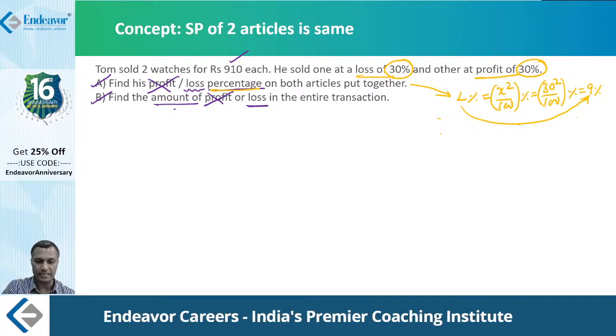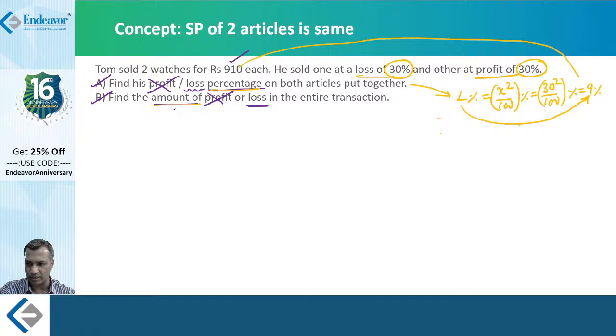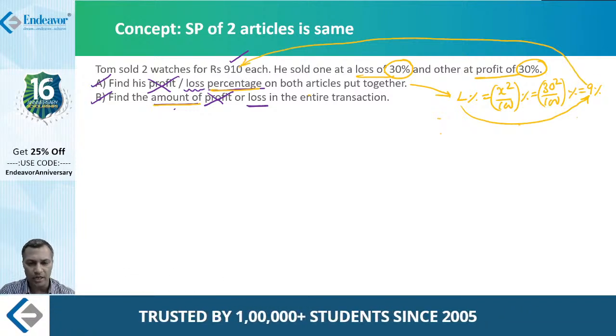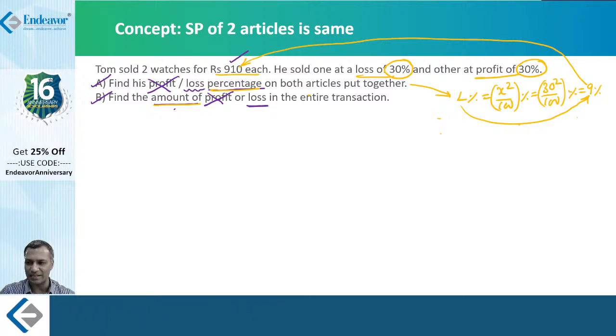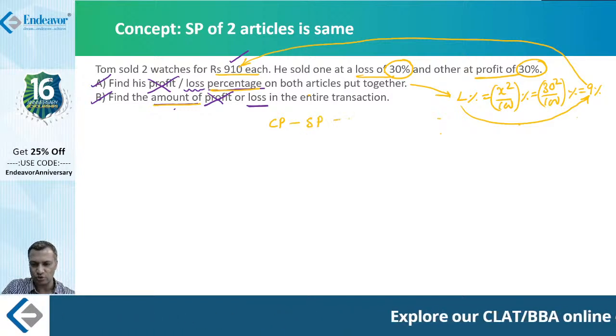Coming to the second one, he says, tell me the amount. So now can I find 9% of 910? No, you can't do that. Why can't I? Because 910 is the selling price of each watch. You cannot calculate on 910. You have to calculate 9% of the cost price. That's going to be your loss. In other words, cost price minus selling price is also going to be your loss.